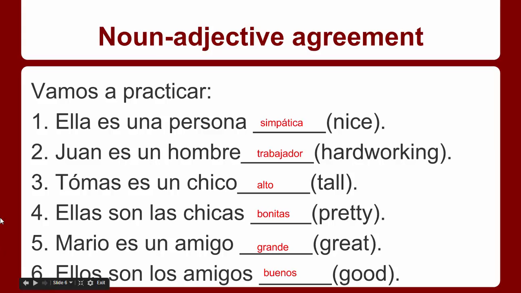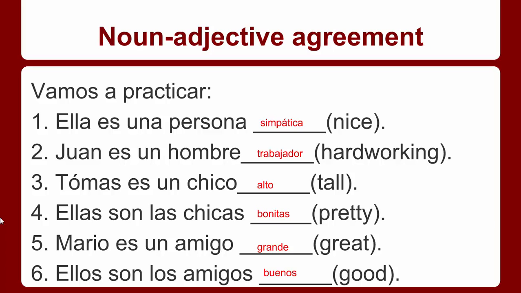Now, since you've tried to do these by yourself, here are the answers. Number 2, Juan es un hombre trabajador. Hombre is a masculine singular noun, so I need to pair it with a masculine singular adjective. In this situation, it would be trabajador. Number 3, Tomás es un chico alto. Chico is a masculine singular noun, so I need to choose the masculine singular adjective for tall, which is alto. It ends in O. Number 4, ellas son las chicas bonitas.